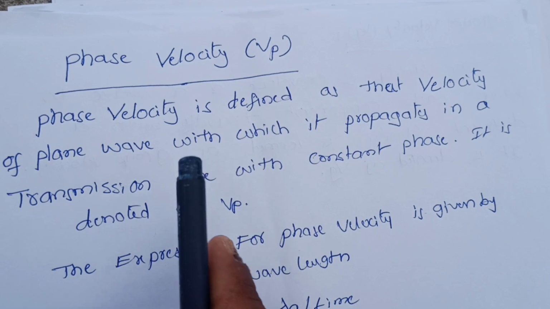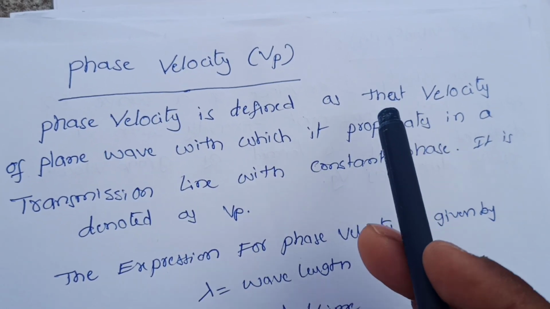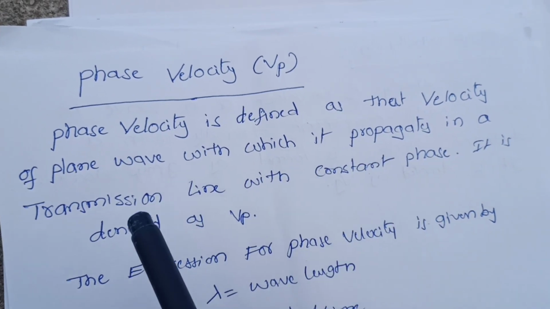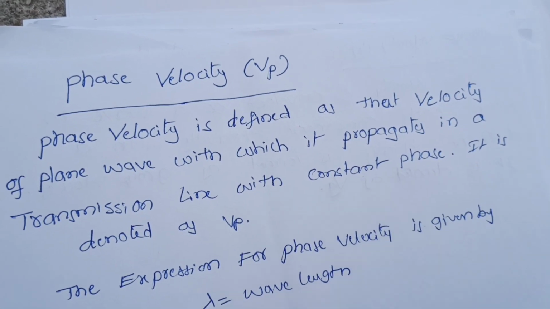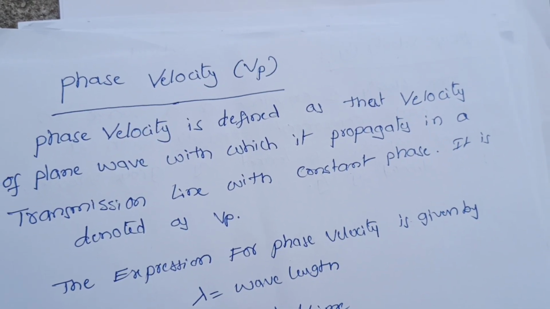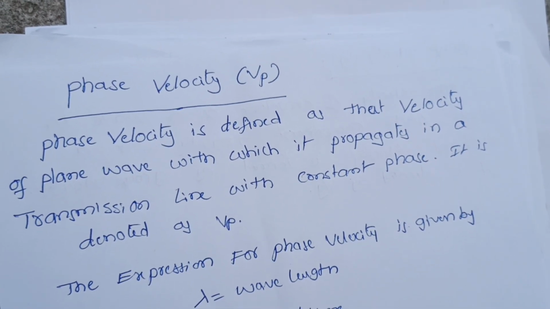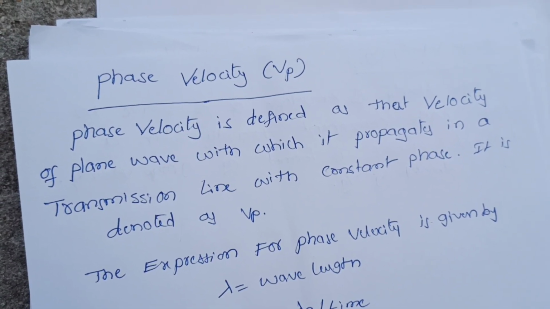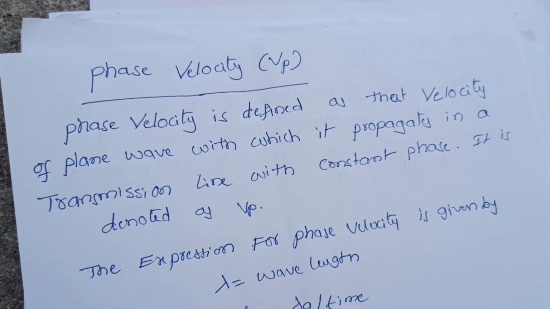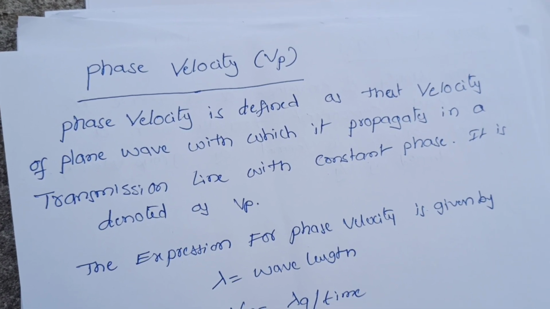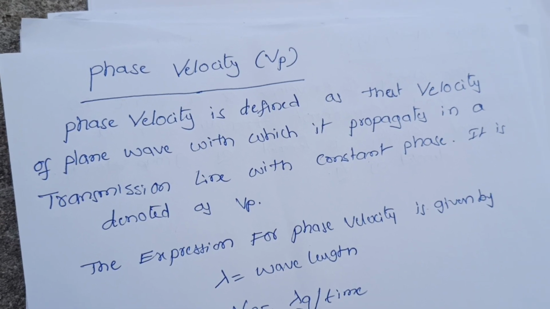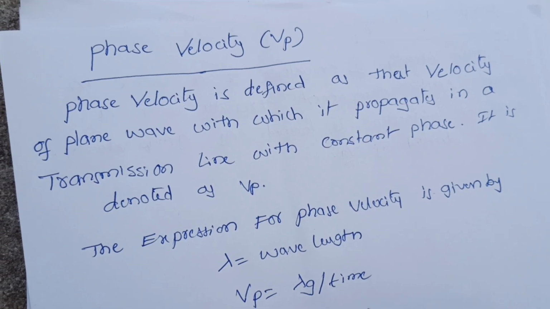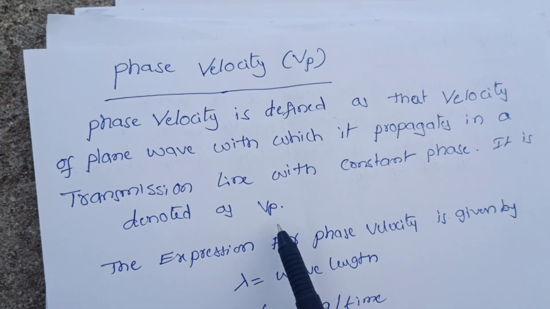Phase velocity is defined as the velocity of a plane wave with which it propagates in a transmission line with constant phase. And phase velocity is also defined as the velocity with which a signal of single frequency propagates along the line at a particular frequency f. It is denoted with v suffix p.